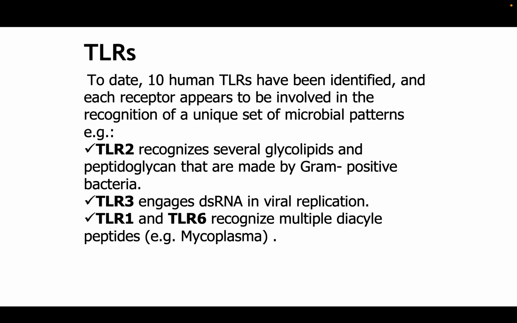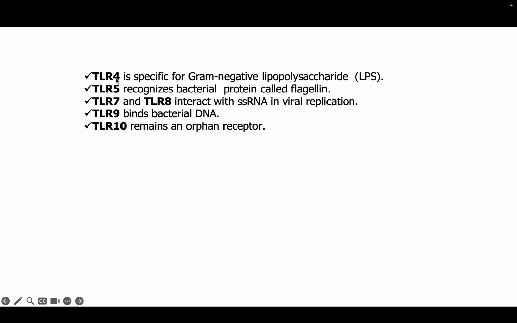So there are the 10 different types of TLRs that I was talking about. For example, TLR2 recognizes glycolipids and peptidoglycans in gram-positive bacteria. TLR3 engages double-stranded RNA. TLR1 and TLR6 bind to certain multiple diacyl peptides, which are only found in mycoplasma. TLR4 is more the LPS, which is in gram-negative bacteria. TLR5 binds to flagellin. TLR7 and 8 bind to single-stranded RNAs in viral replication. TLR9 binds to bacterial DNA, and TLR10 remains an orphan receptor, meaning it doesn't really know what it is recognizing.